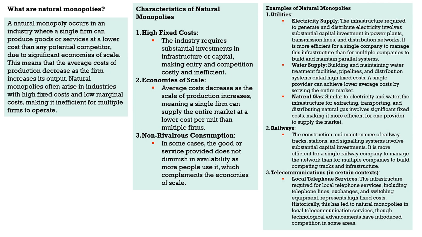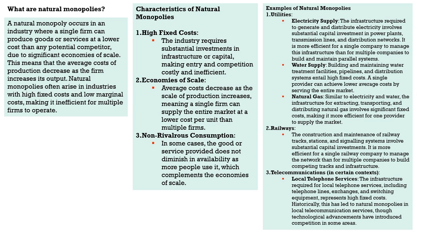For example, in the case of electricity supply, the infrastructure required to generate and distribute electricity involves substantial capital investment in power plants, transmission lines, distribution networks, etc. And therefore, it is more efficient for a single company to manage this infrastructure than for many private companies to build and maintain parallel systems.